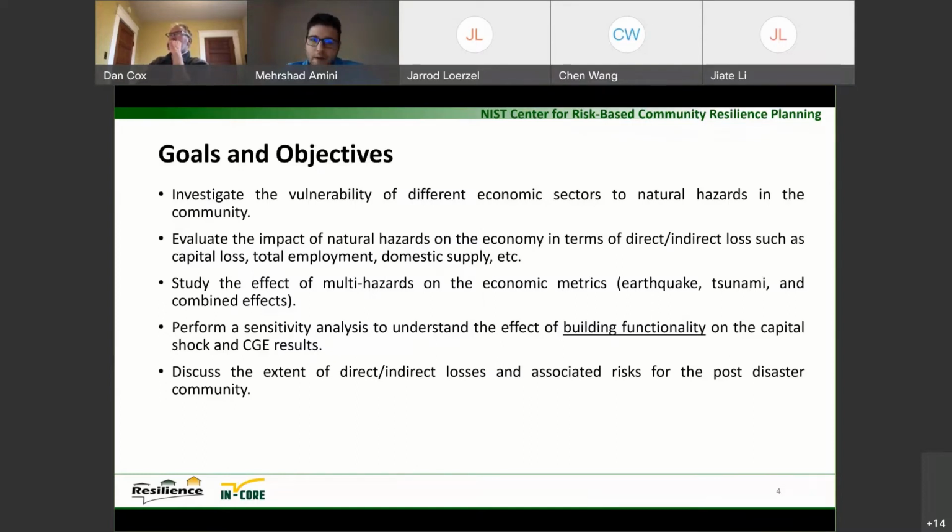And one of the important ones is the research we are doing, performing a sensitivity analysis to understand the effect of building functionality, the definition on the capital shock, and the output from the CGE model. And finally, a quick review to discuss the extent of direct and indirect loss and associated risk for the post-disaster communities.